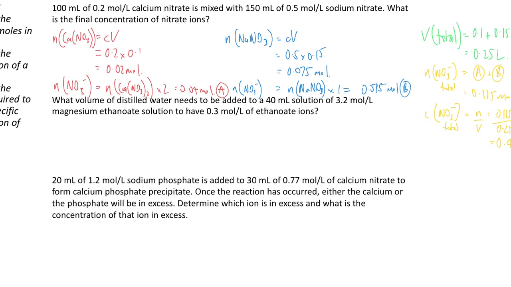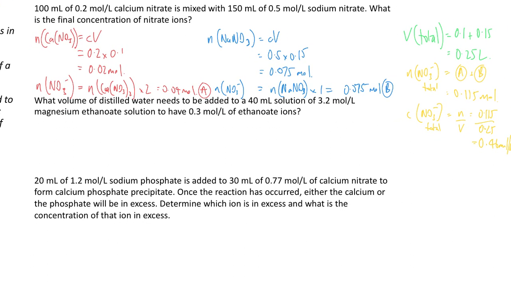What volume of distilled water needs to be added to 40 mils of solution of 3.2 moles per liter magnesium ethanoate to have 0.3 mole per liter of ethanoate ions? Okay, so this is very similar, but instead of it being a mass, it's a volume. Okay, so let's go through this one here.